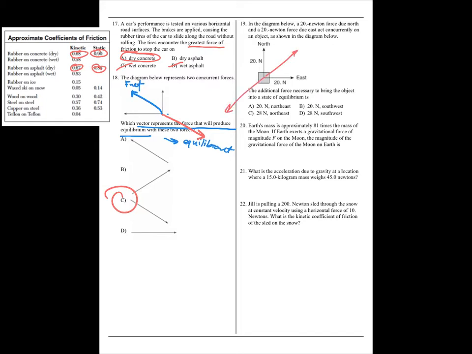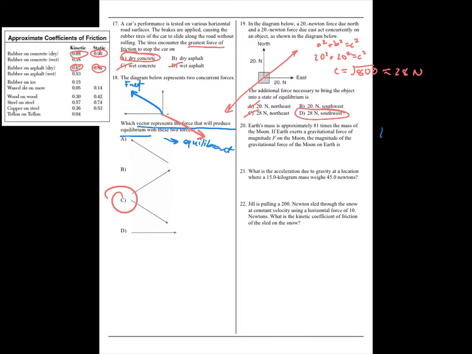But we need to figure out the magnitude using the Pythagorean theorem. So a squared plus b squared equals c squared. 20 squared plus 20 squared equals c squared. So we're looking for the square root of 800, and you should get something approximately close to 28 newtons. Because our net force is northeast, that means we're looking for southwest as our answer. 28 newtons southwest.